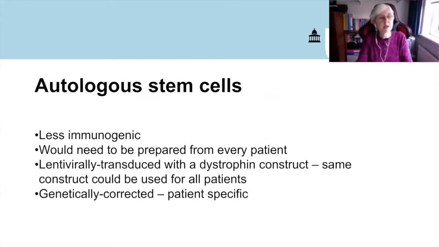So we've been focusing on autologous stem cells. The advantage of these is that they'd be less likely to elicit an immune reaction than donor stem cells. The disadvantage is that they'd have to be prepared from every patient. We've been looking at lentivirally transducing them with a dystrophin construct, and the advantage of this is we could use the same construct for all patients, regardless of the patient's mutation. We've also been looking at genetically correcting stem cells, and of course, because DMD patients have a range of different mutations, this would have to be patient specific.